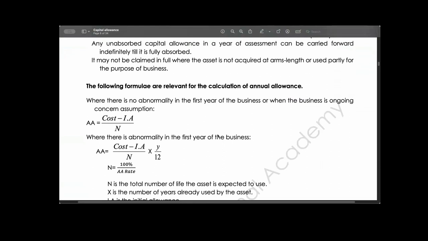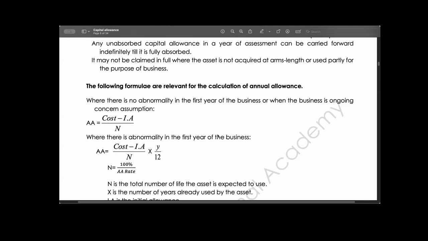The first one is where our basis period is equal to 12 months. Our capital allowance shall be cost minus initial allowance divided by N. Where there is abnormality in the first year of the business, your capital allowance shall be cost minus initial allowance multiplied by Y over 12. What is Y? Y is the number of months in which the assets will be put into production use within the basis period. Note, I am deliberately talking about basis period.